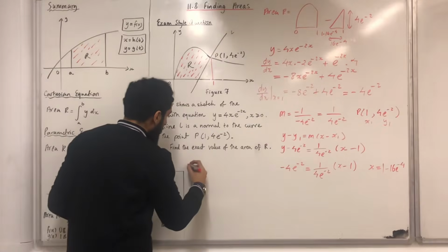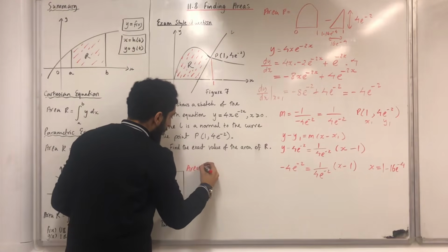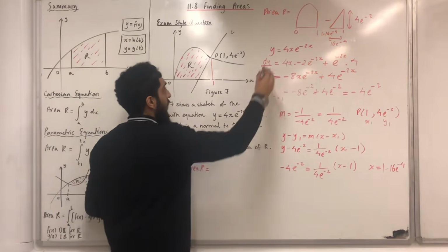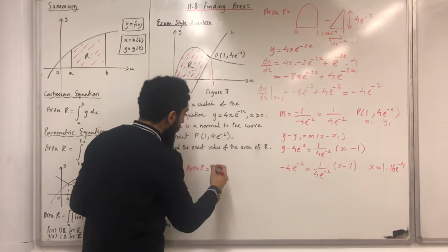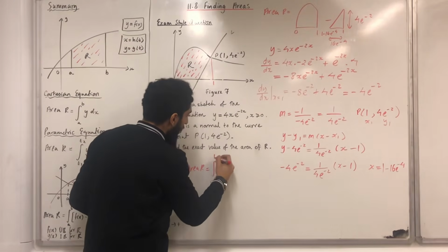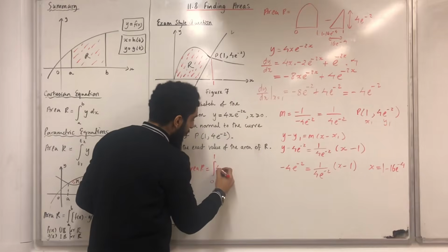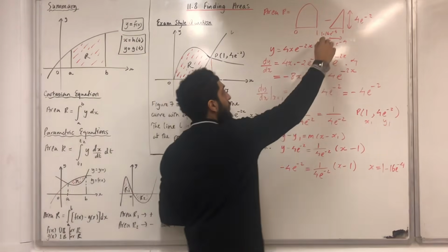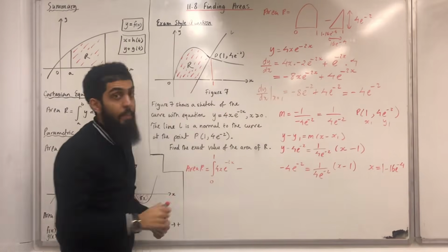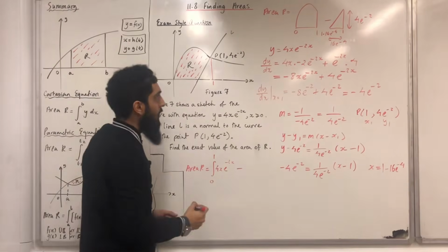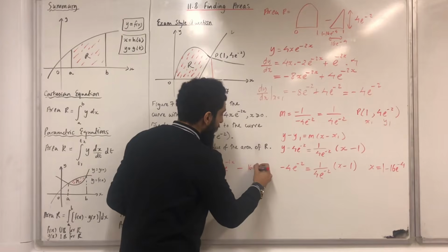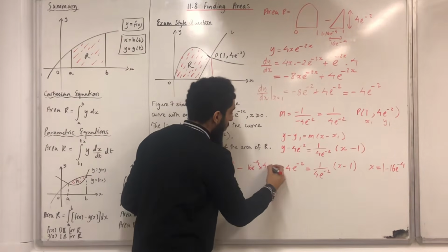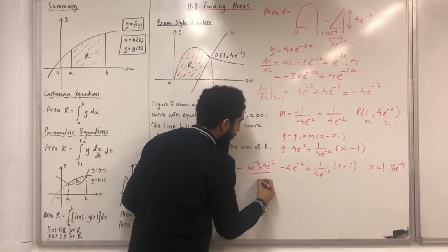So area R consists of this area over here, which is the integral from 0 to 1 of 4x e to the power minus 2x, minus the area of this particular triangle, which is given by base times height divided by 2. So the base is 16 e to the power minus 4 multiplied by the height, which is 4 e to the power minus 2, divided by 2.